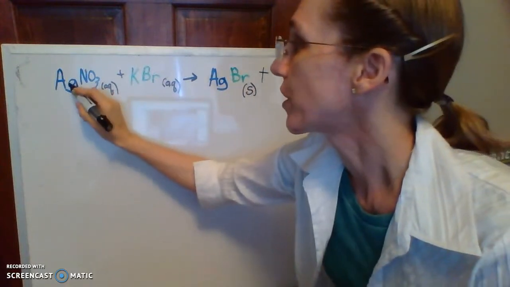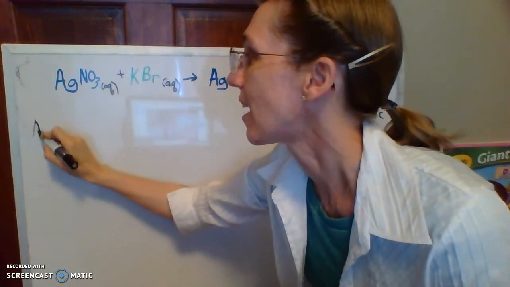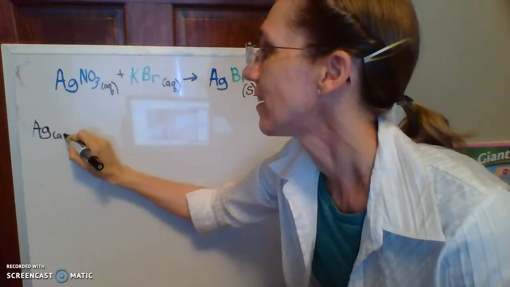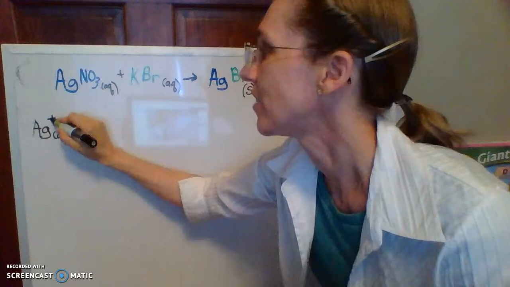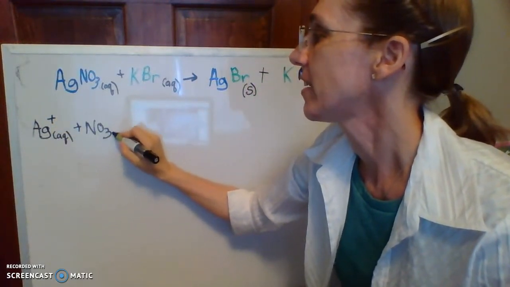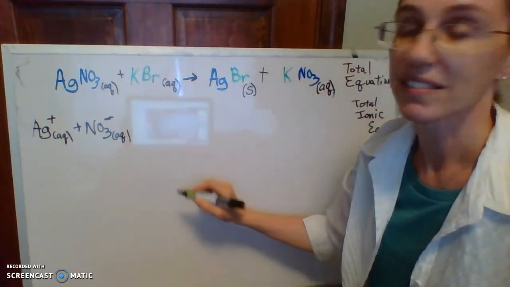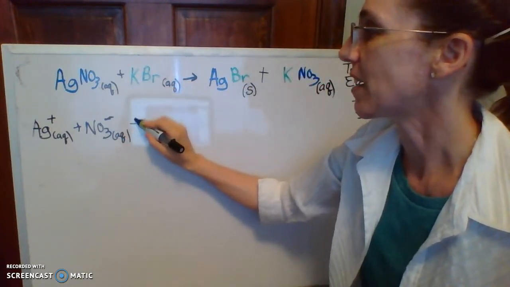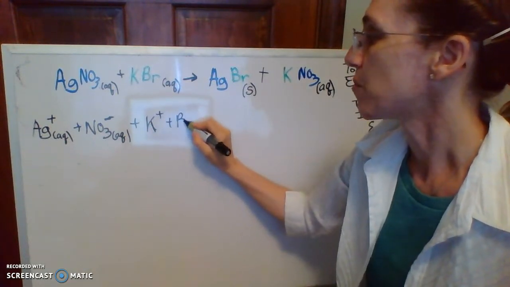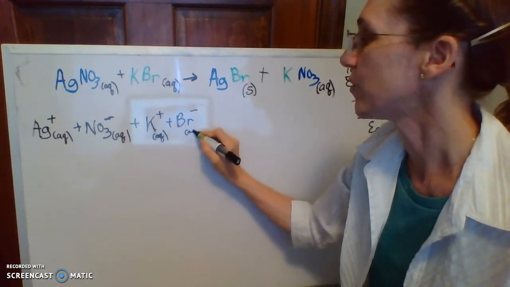Okay. So we're going to break this down. This is soluble. Anything that has AQ is going to go to its ions. So this is going to be Ag, AQ. The ion for Ag is a plus. Then we're going to add the NO3, which is an AQ. The ion is a minus. Now we have to do the ions for this guy. The K is a plus. The Br is a minus.